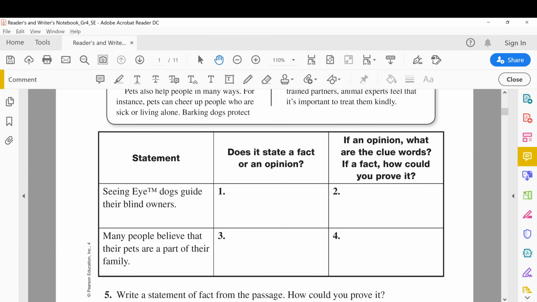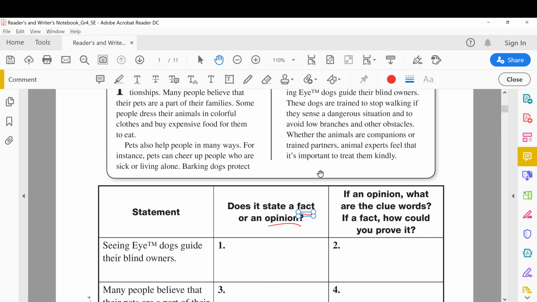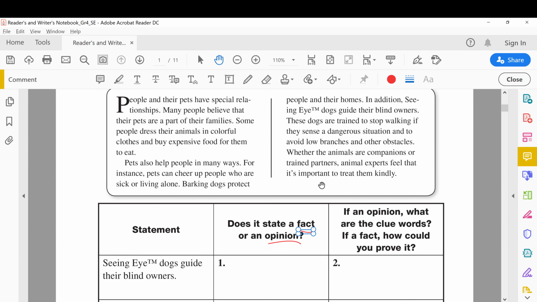A statement, the first one, seeing eye dogs guide their blind owners. So, does it state a fact or an opinion? So, is this one a fact? Okay, give me the pen. Is it a fact or is it an opinion? How can I know? I have to go back and read more. Even though it is clear, but just let's read more. So, let's start from here, for example.